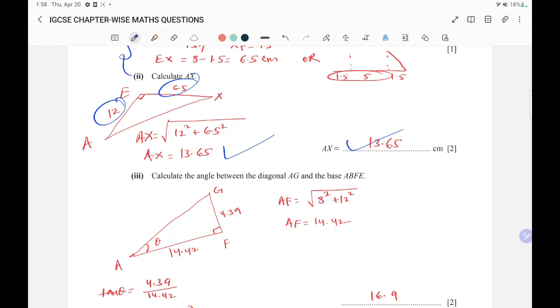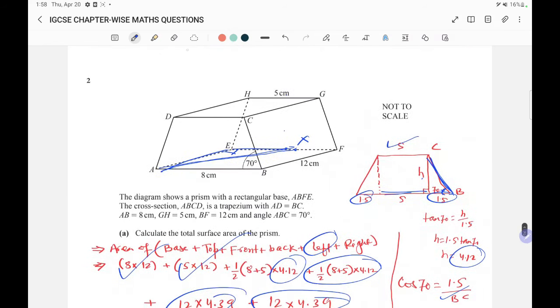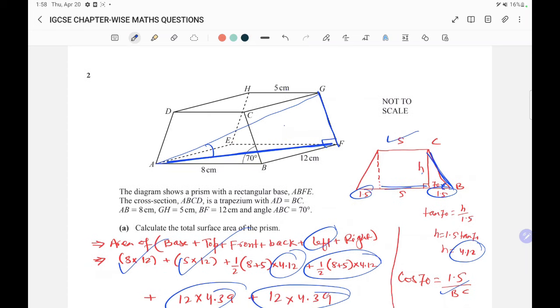Calculate the angle between diagonals AG and base ABFE. Diagonal AG and base ABFE. So it's very simple, guys. Just join this. It is 90 degree. You need to find this. So first find this diagonal here, and already you have this length. You can apply tan.